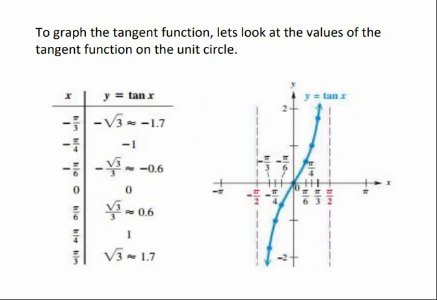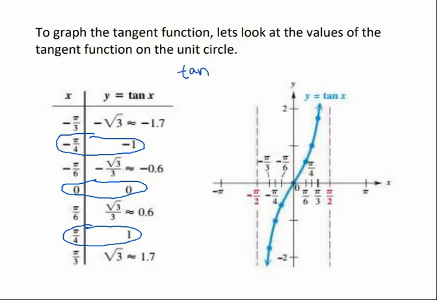We're going to focus on these values here: 0, pi over 4, or negative pi over 4, and positive pi over 4. So if you'll remember, the value of tangent is y over x. So at 0, my y value, or sine, is 0. So 0 over anything is 0. So on our tangent graph, that's where we're going to have our point. At 0, the value of tangent is 0.